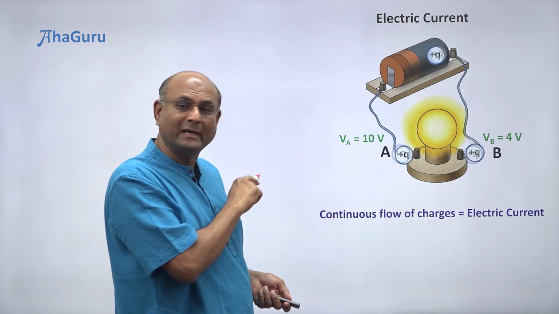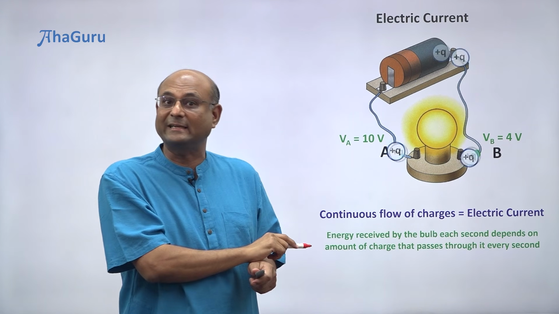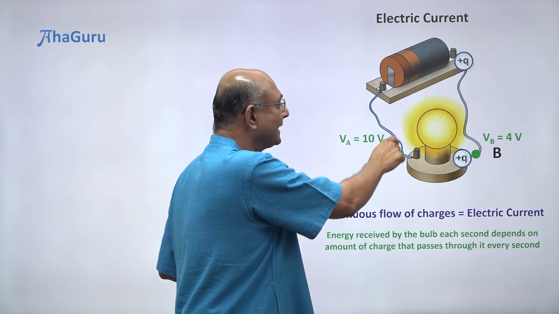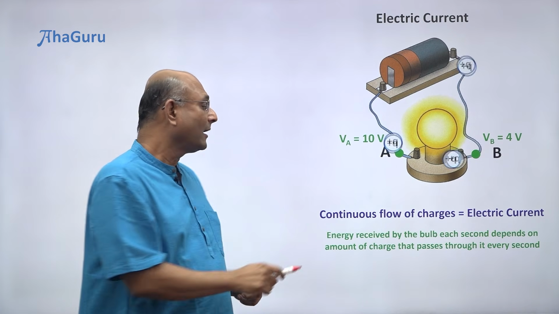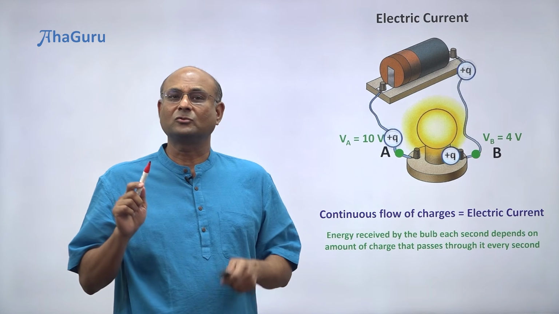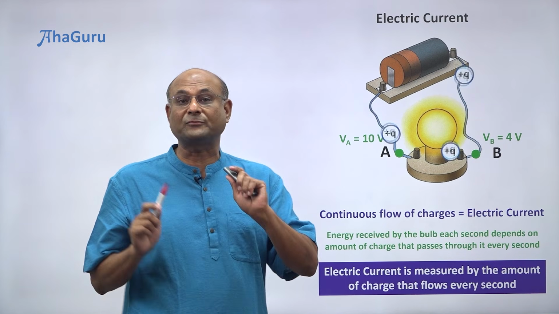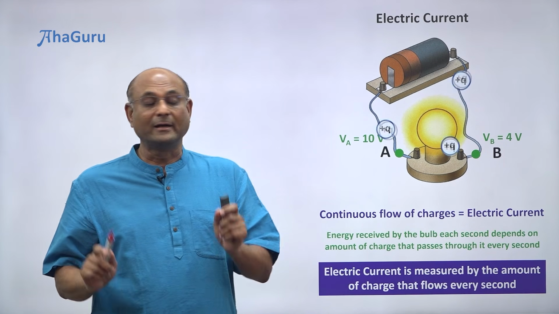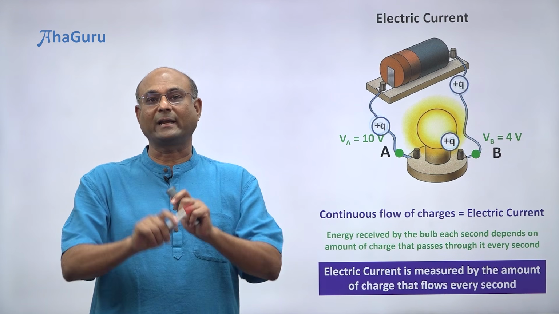Okay, now if you think a little bit about this, the energy received by the bulb is actually every second it is receiving because there are charges flowing through the bulb every second. Because every second the energy lost by the charge is the energy gained by the bulb. So that means each second how much charge passes through the bulb, that matters, because that is what is going to transfer energy to the bulb. So that gives us a very nice way to measure electric current. So electric current is measured by the amount of charge that flows through the bulb or through any circuit every second. So the amount of charge that flows every second tells us how to measure the electric current.